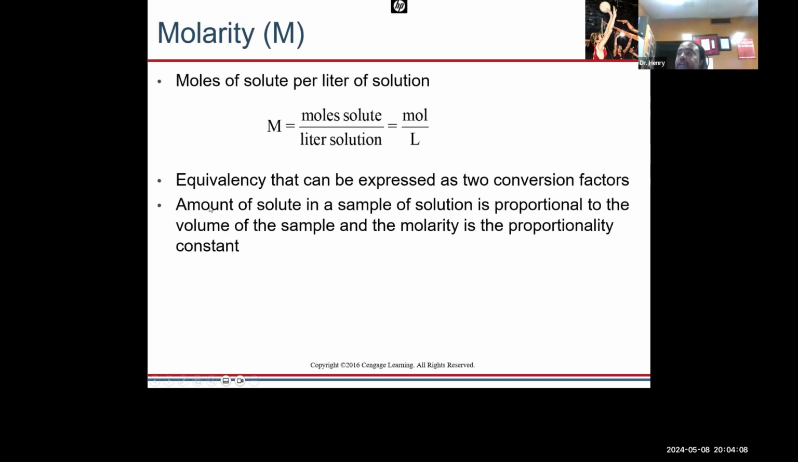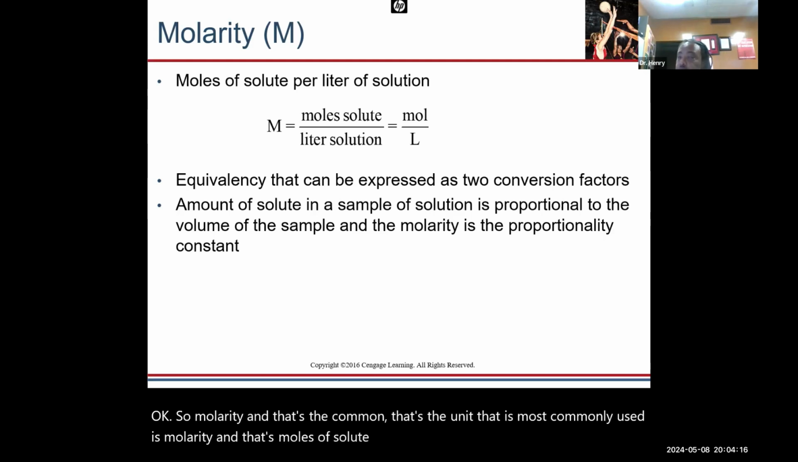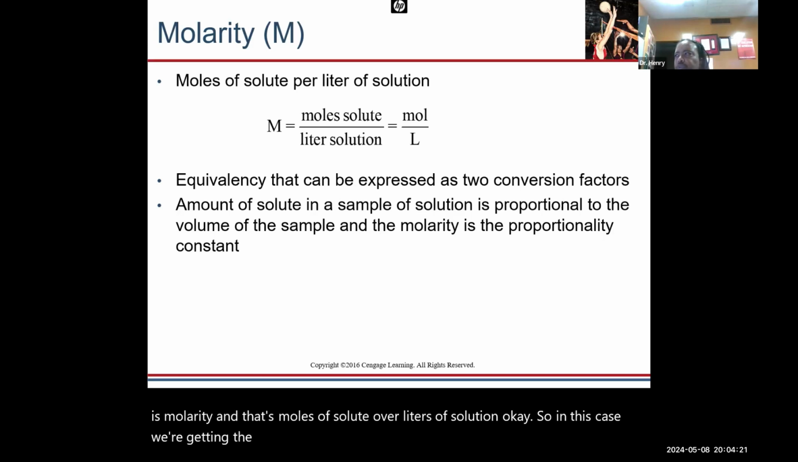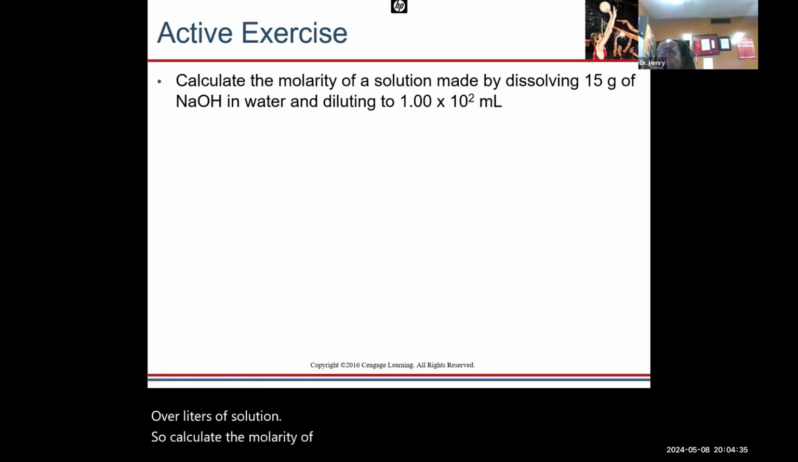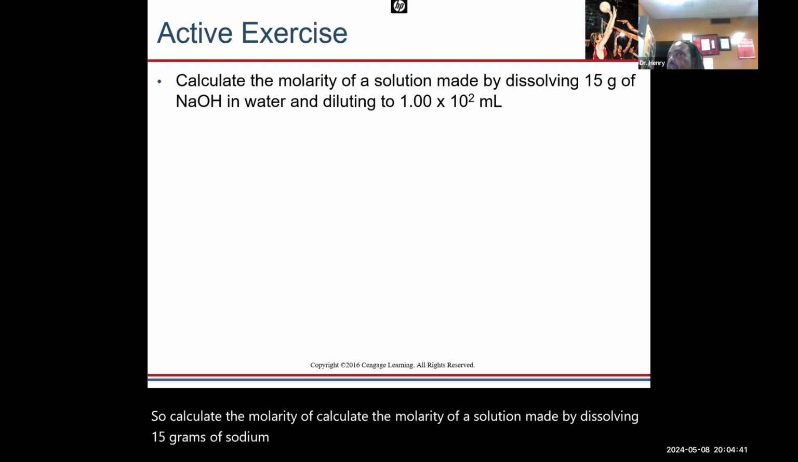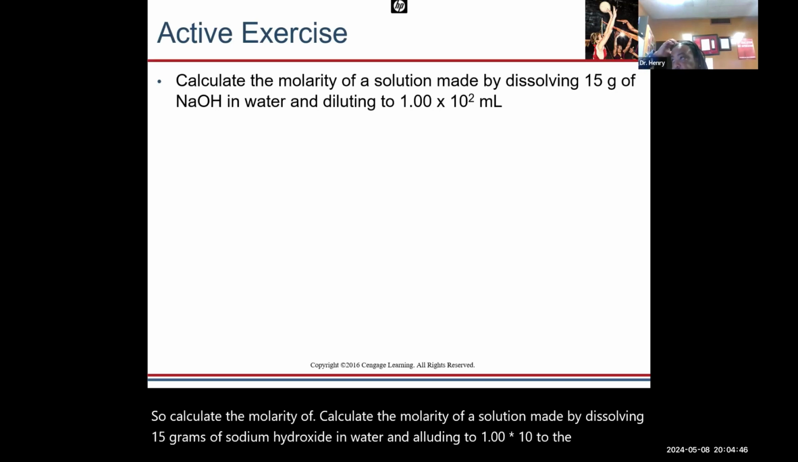Okay, so molarity is the unit that is most commonly used, and that's moles of solute over liters of solution. So in this case, we're getting the quantity over a volume. Calculate the molarity of a solution made by dissolving 15 grams of sodium hydroxide in water and diluting to 1.00 times 10 to the second milliliters.